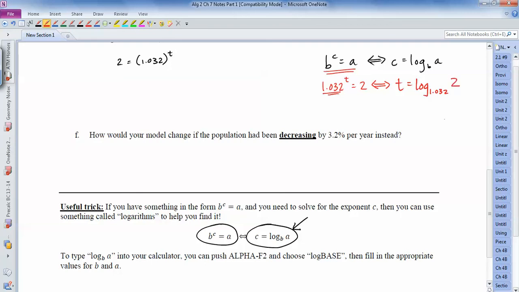Okay, now, how do you type that in on your calculator? Well, it says down here, to type in something like this, you push alpha F2 and then choose the thing that says log base.